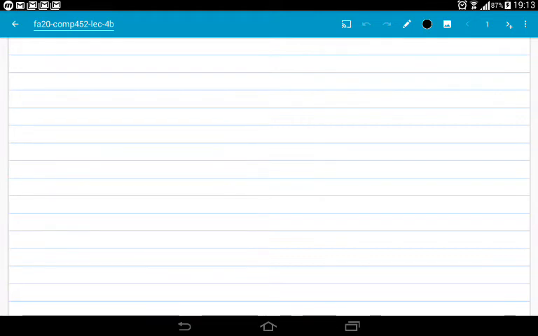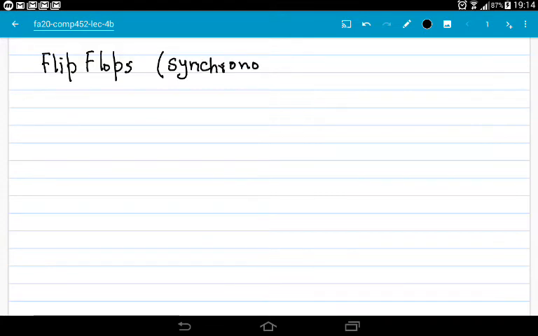So basically this is the second part of the lecture. In the first part we discussed latches. So what are flip-flops? Flip-flops are synchronous sequential circuits.